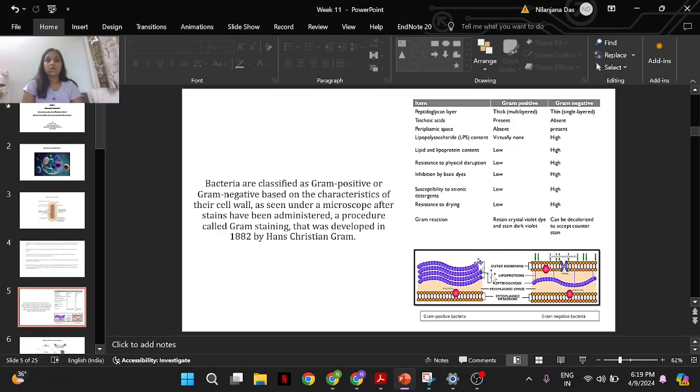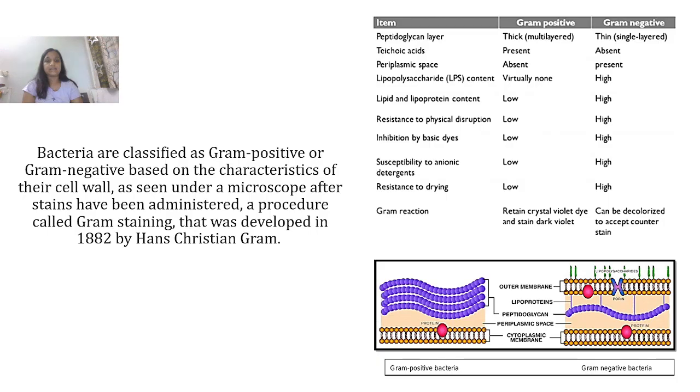So we all know that there are two types of bacteria, gram positive and gram negative, and based on the characteristics of their cell wall, they were named gram positive or gram negative by Christian Gram in 1882, because he developed that gram staining procedure, and this can be seen only under the microscope. So these are the differences between the gram positive and gram negative bacteria.